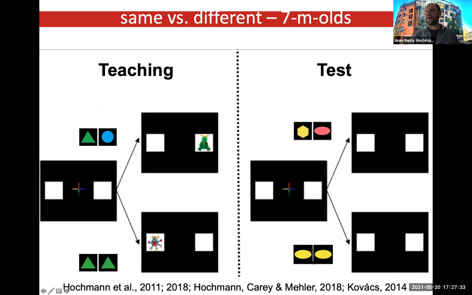And the question is whether infants are going to search on the correct side or on the wrong side. We can measure looking time there. We can measure also the first fixation. And both types of measure give the same result. That is, infants 7 months old here could search correctly for novel same pairs, but they were at chance for different. Okay, so they could learn that same predicts left, but they were at chance for different.